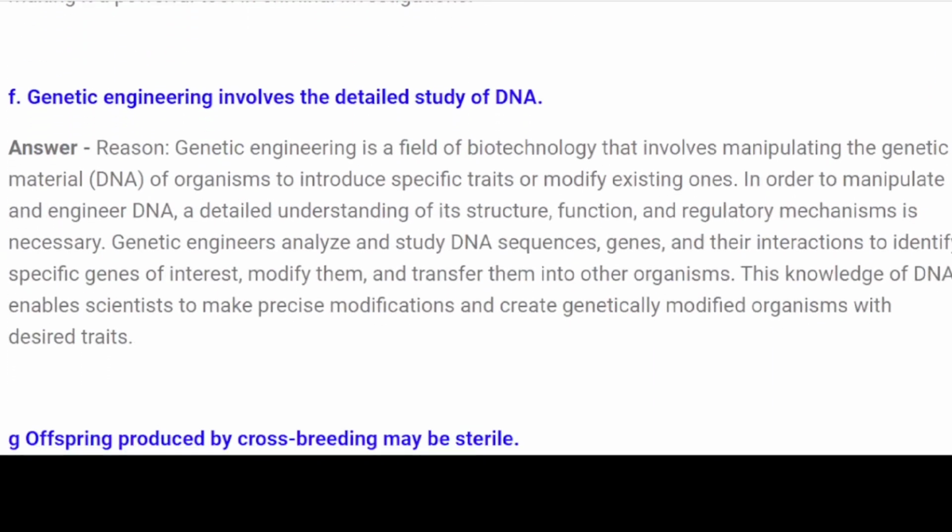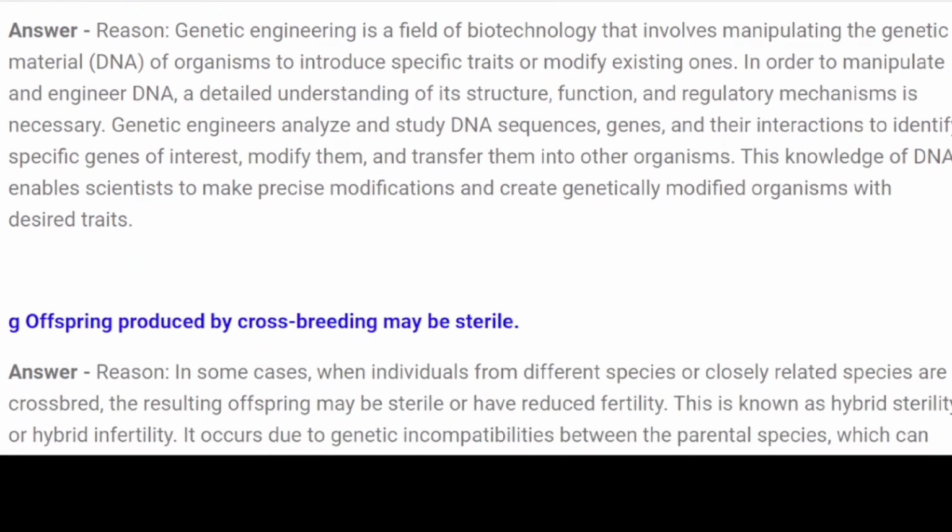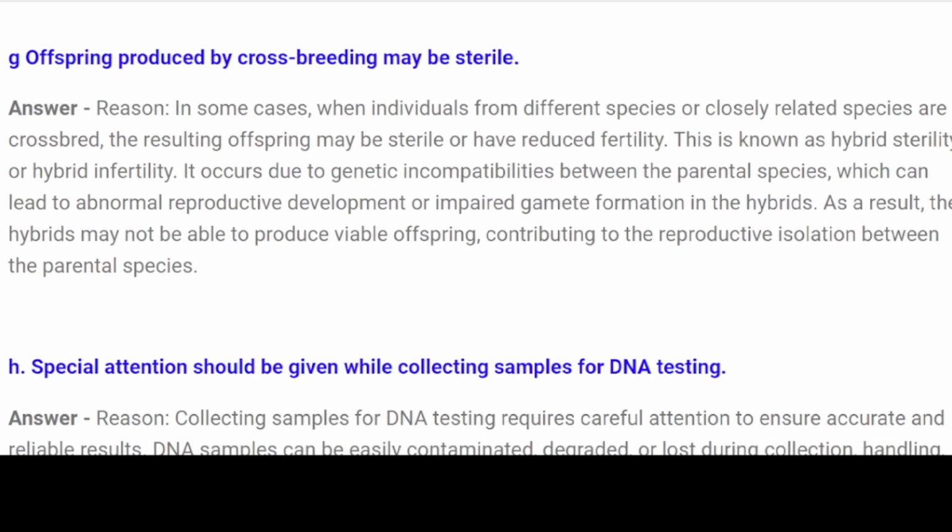Genetic engineering involves the detailed study of DNA. Answer: Reason. Genetic engineering is a field of biotechnology that involves manipulating the genetic material, DNA, of organisms to introduce specific traits or modify existing ones. In order to manipulate and engineer DNA, a detailed understanding of its structure, function, and regulatory mechanisms is necessary. Genetic engineers analyze and study DNA sequences, genes, and their interactions to identify specific genes of interest, modify them, and transfer them into other organisms. This knowledge of DNA enables scientists to make precise modifications and create genetically modified organisms with desired traits.